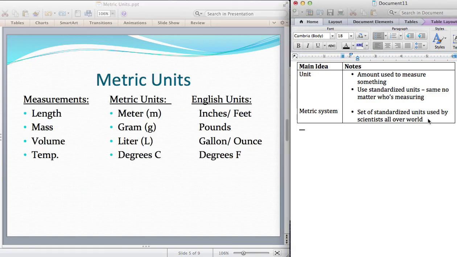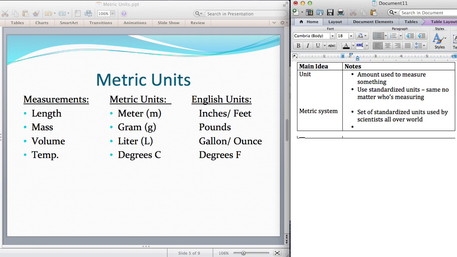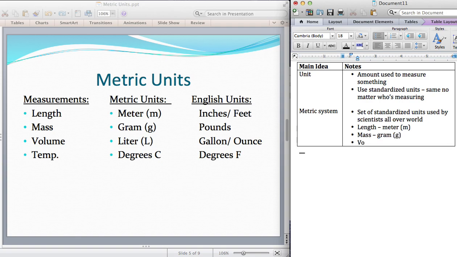Alright, so metric units, just to quickly get them down. In length, our unit is the meter, and it's abbreviated with just a lowercase m. Mass is measured by the gram. Meter doesn't have an E at the end. Gram is abbreviated with a lowercase g. Volume is the liter, which is abbreviated with a capital L. That's actually important. A lowercase l looks a lot like a 1, so we use a capital L to tell it apart.